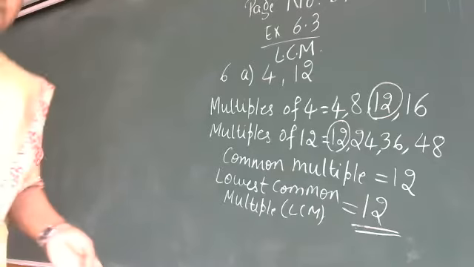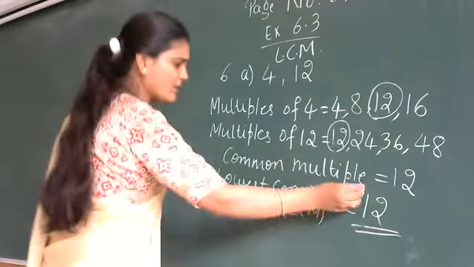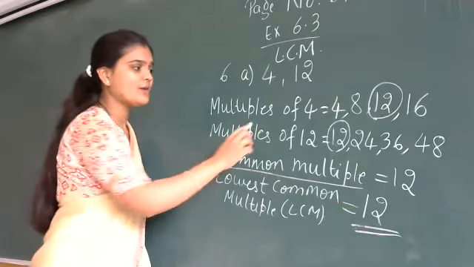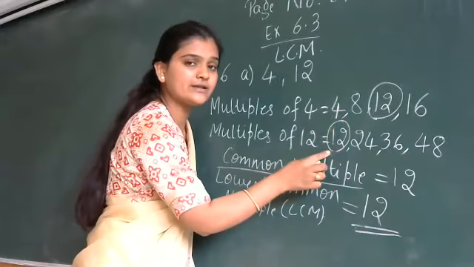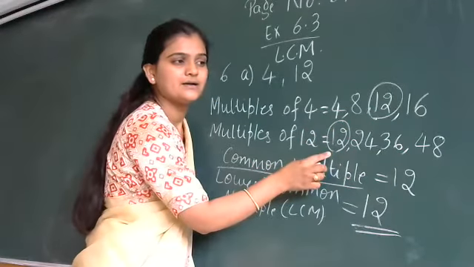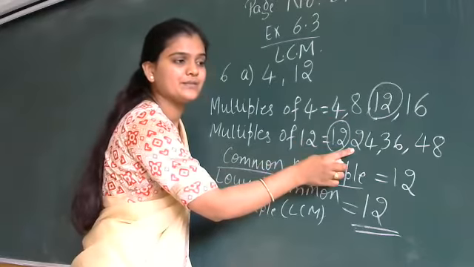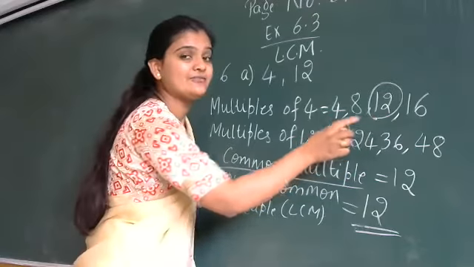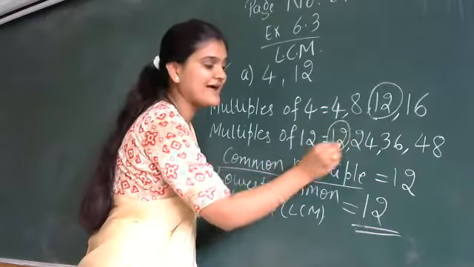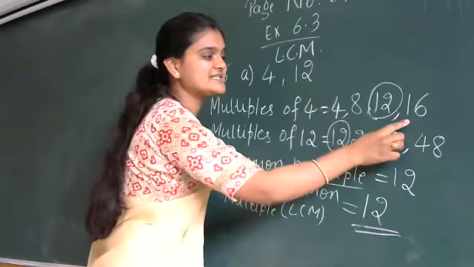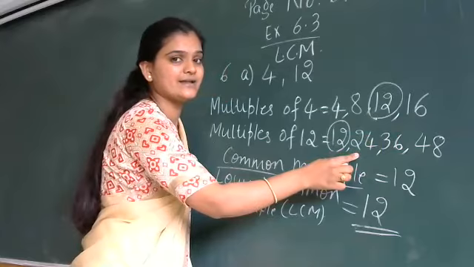Who didn't understand? Common multiple you did not understand. Common multiple in both it should be present. Here 4 is there. Do you have 4 here? It is there. So both, they will have to be circled. What about 16? 16 is there here, but 16 is not there here.